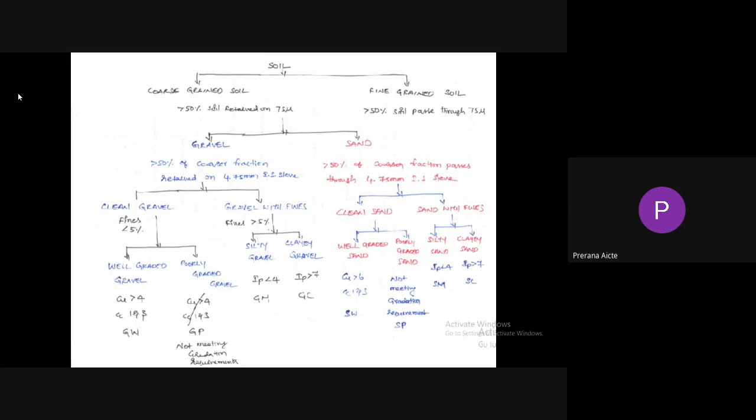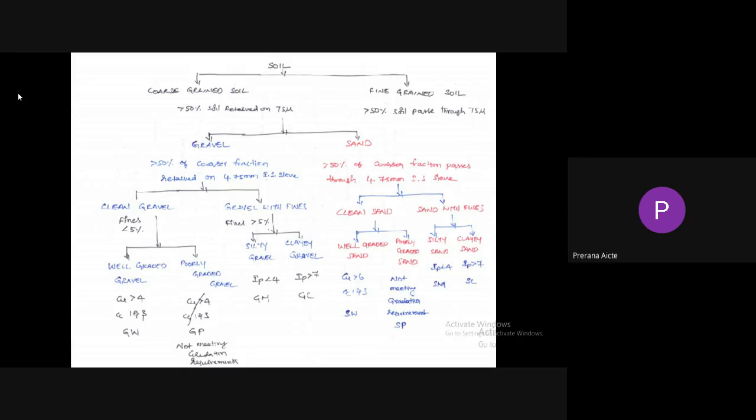If plasticity index is less than 4, then the gravel is called silty gravel. Basically, it is a gravel, but the gravel is mixed with some percentage of silt. So it is called silt when plasticity index is less than 4.